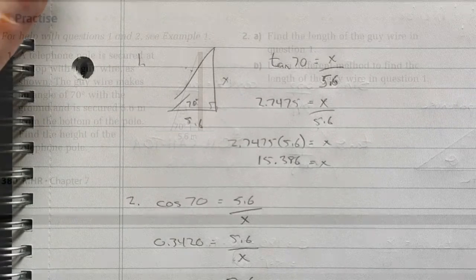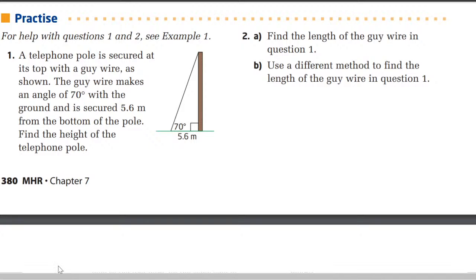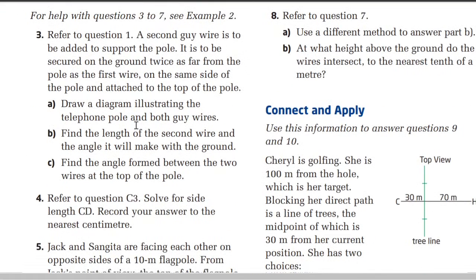Now, part 3 of this question is a little bit longer written. Referring to question 1, a second guy wire is added to support the pole. It is to be secured to the ground twice as far from the pole as the first wire, on the same side as the pole, attached at the top. Draw a diagram to illustrate this, then find the length of the second wire and find the angle formed between the top two wires on the pole.